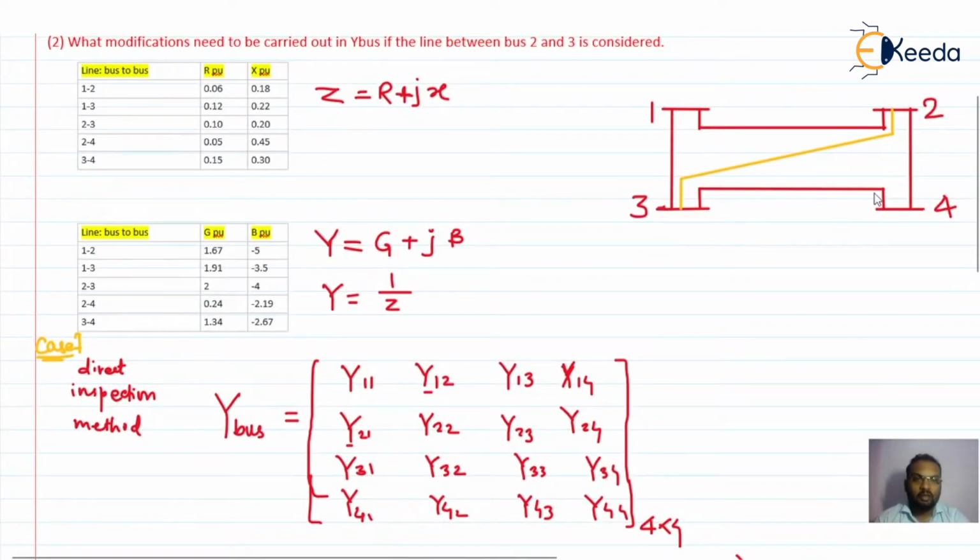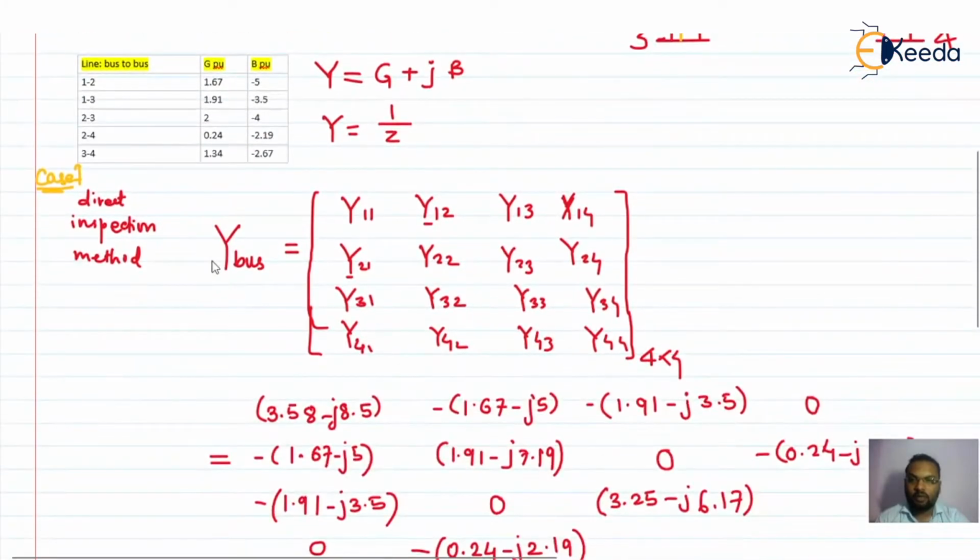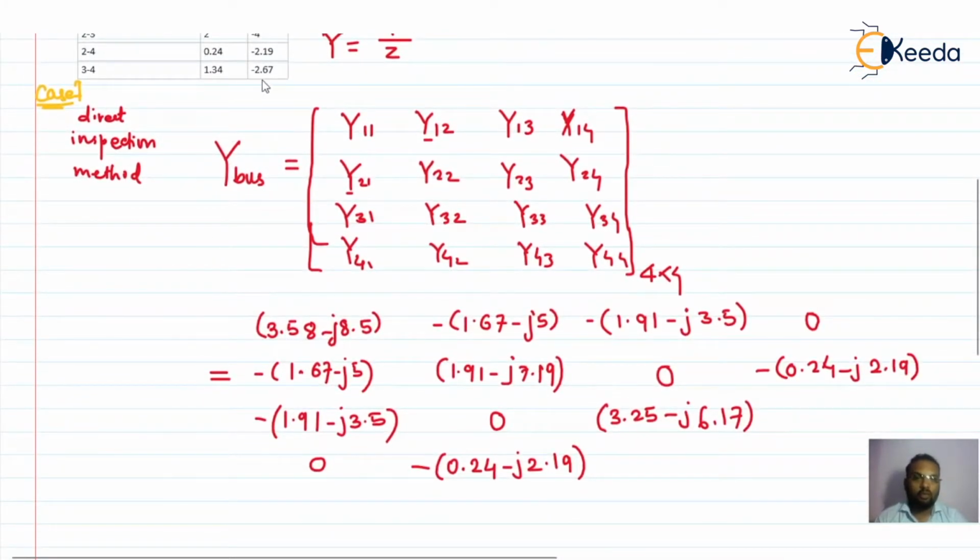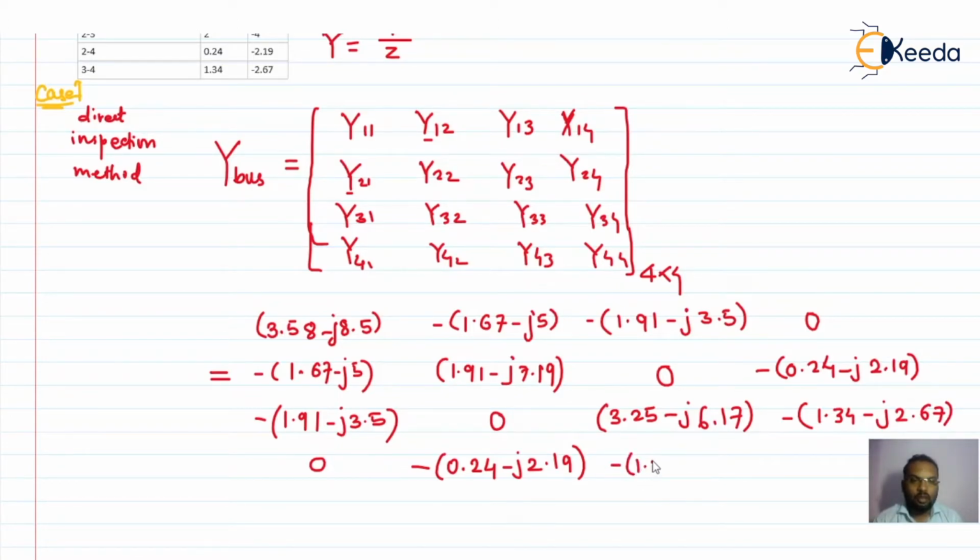Next, Y34. It is the negative of the admittance connected between bus 3 and 4. The admittance between bus 3 and 4 is 1.34 minus j2.67. So it will be simply the negative of 1.34 minus j2.67. As it is a symmetrical matrix, you'll get the same term here, minus 1.34 minus j2.67.